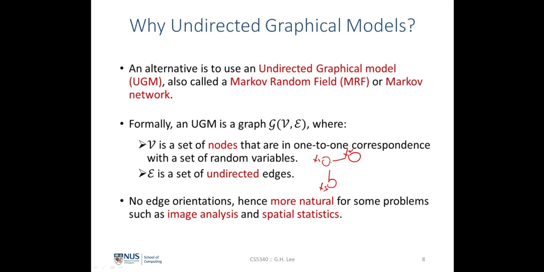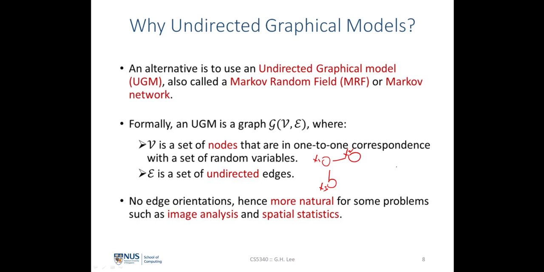The edges in this undirected graphical model consist of undirected edges, in contrast to Bayesian networks. There is no direction. That means that there's no arrow in these edges at all. And since there are no edge orientations in the undirected graphical model, it becomes more natural for some problems such as image analysis or spatial statistics.